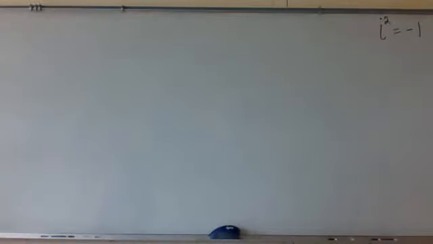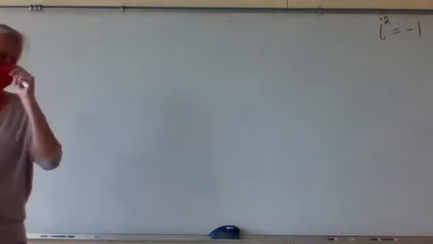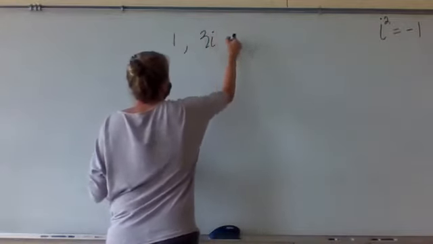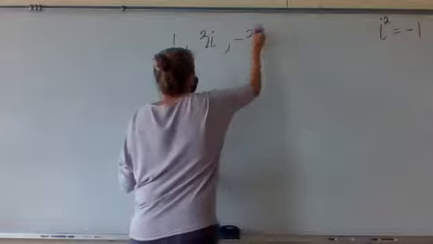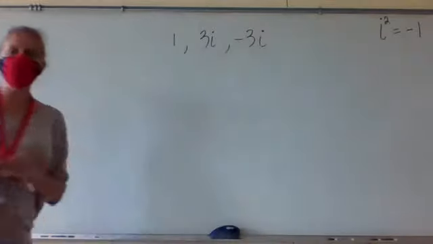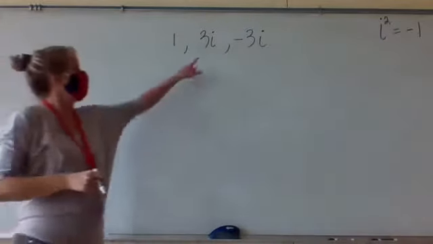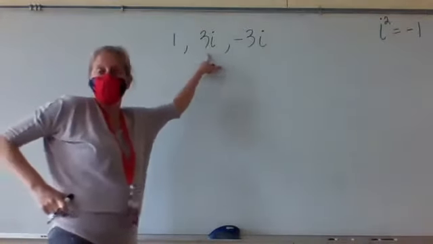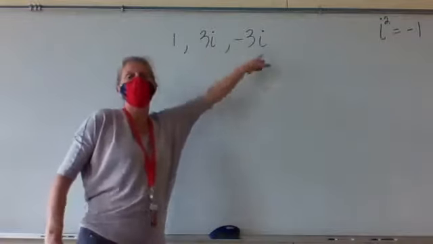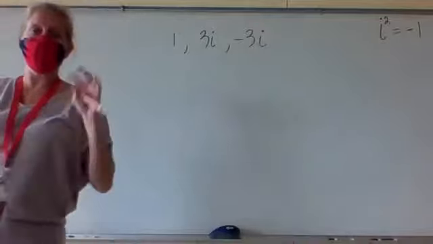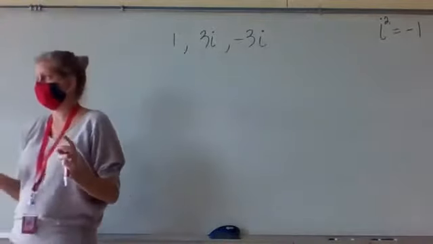All right, write a polynomial function in standard form whose zeros include 1, 3i, and -3i. Now, when we have zeros, I will tell you this, and this will become important on Wednesday. If you've got a +3i as a solution or a zero, -3i is automatically going to be one too. Because they have to come from what's called conjugate factors.